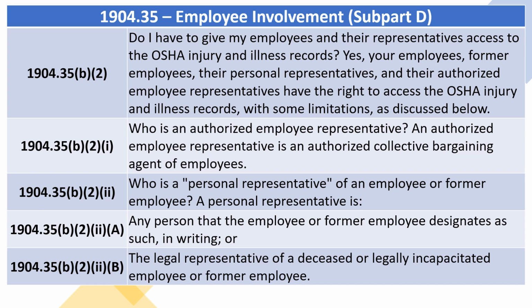1904.35(b)(2)(i) and (ii). Who is an authorized employee representative? An authorized employee representative is an authorized collective bargaining agent of employees. Who is a personal representative of an employee or former employee? A personal representative is any person that the employee or former employee designates as such, in writing, or the legal representative of a deceased or legally incapacitated employee or former employee.